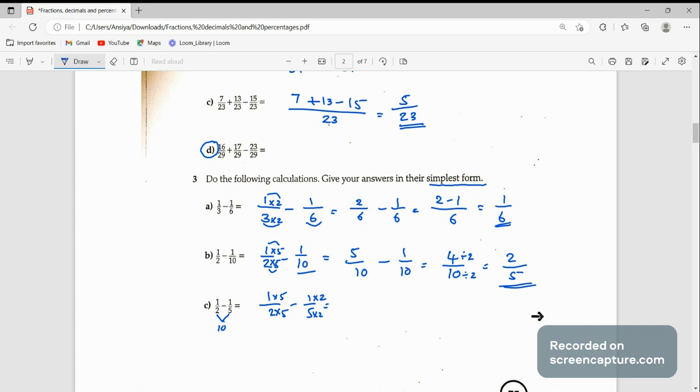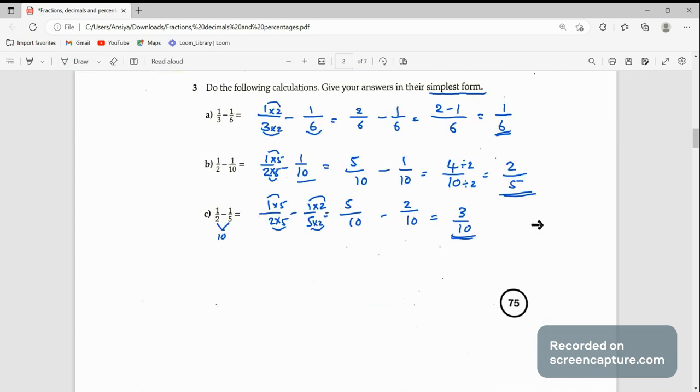There are many options. We can make the denominator 20. We can make the denominator 100. There are so many options. But the simplest idea to think of is to multiply these two numbers. Okay, so 1 multiplied by 5 is 5. 2 fives are 10. 1 twos are 2. 5 twos are 10. So 5 by 10 minus 2 by 10 is 3 by 10. And this is how we do addition and subtraction by making the denominator the same.